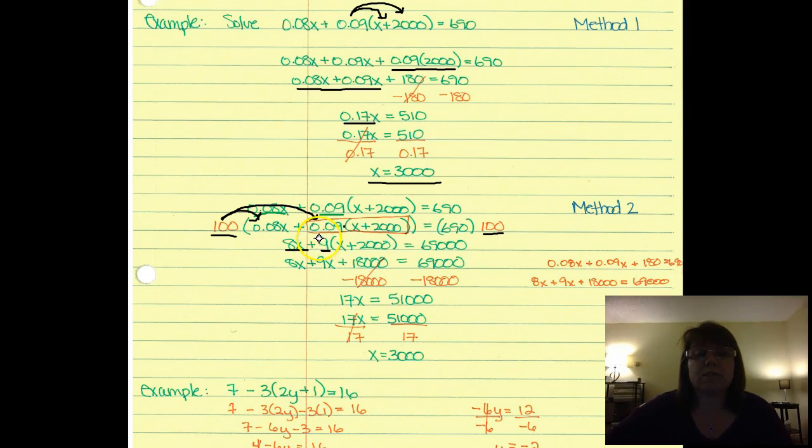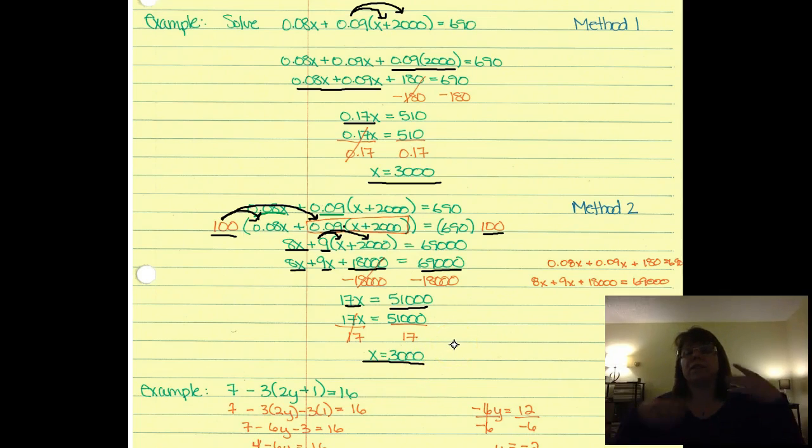Now I'm going to distribute the 9 to the x and the 9 to the 2,000. So I have 8x plus 9x plus 18,000 equals 69,000. Combine the x's, I get 17x. Subtract the 18,000 from the left-hand side, subtract it from the right-hand side, that gives me 51,000. Divide each side by 17, and my answer is 3,000.